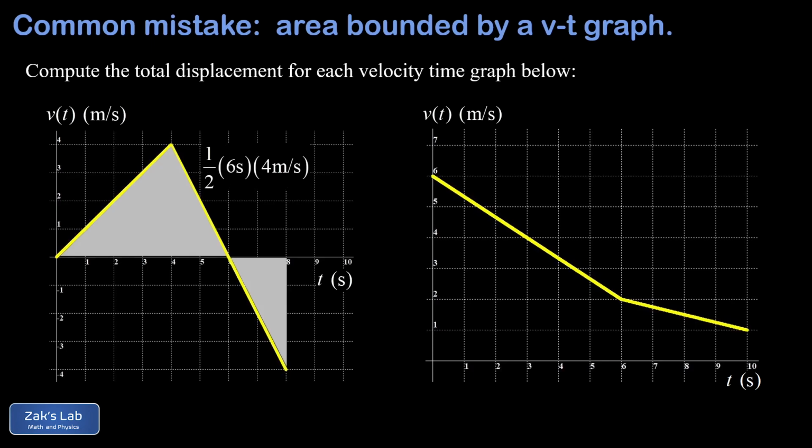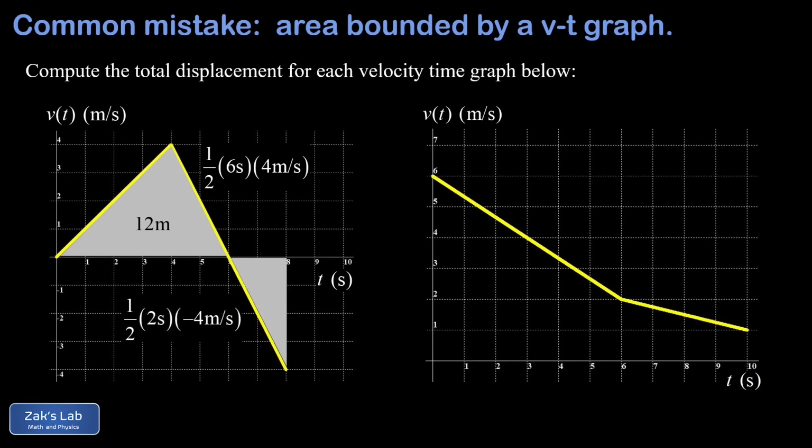So for the first triangle, we apply the formula 1/2 base times height, and the base has a width of 6 seconds, just keeping the units there, and the height is 4 meters per second. Notice that the seconds cancel and we get meters for our units. So in that calculation, we have 6 times 4, which is 24, and we divide by 2. And this gives us a displacement of positive 12 meters for that time interval.